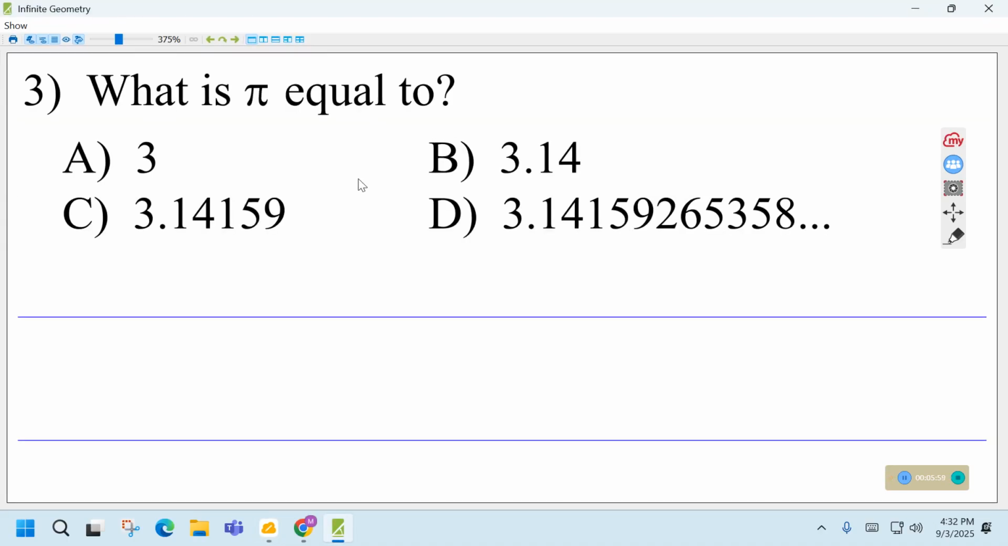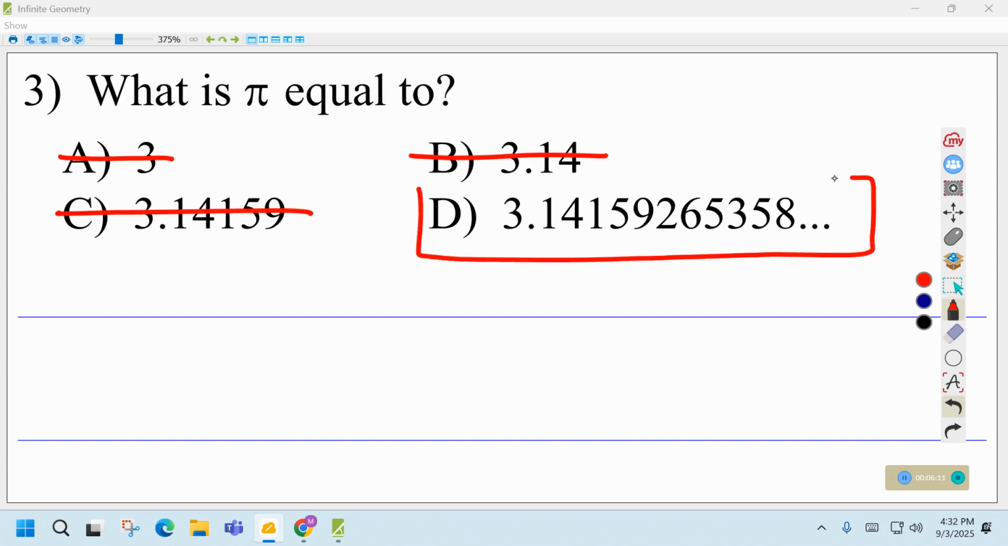let's get in here in presentation mode. The one that is infinite is D, okay? So we're just going to cross out all these other ones. 3 is not infinite. 3.14 is not infinite. 3.159 is not infinite, okay? But this is infinite, so it's the only one that we could go. It just keeps going on forever, okay? So the closest one that we could pick is D, and even that is not infinite really, right? Because we had to stop and do something here.